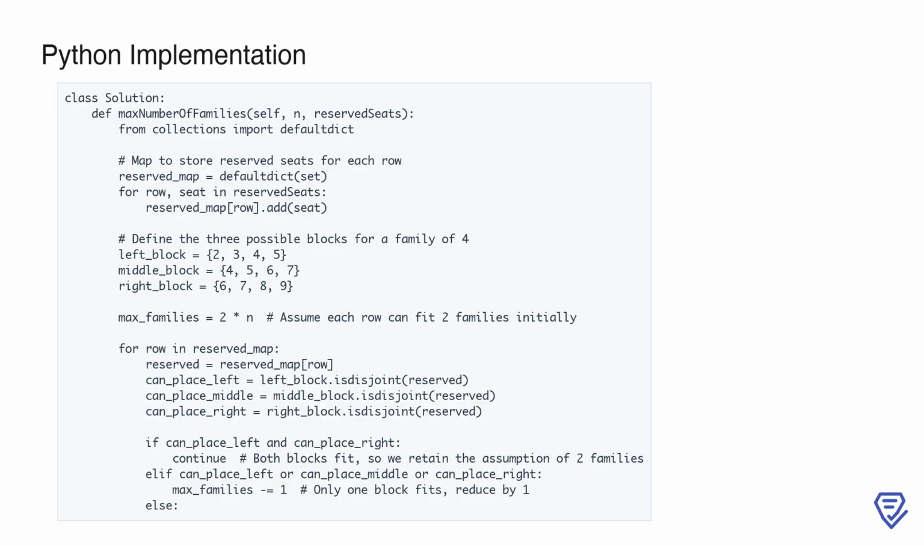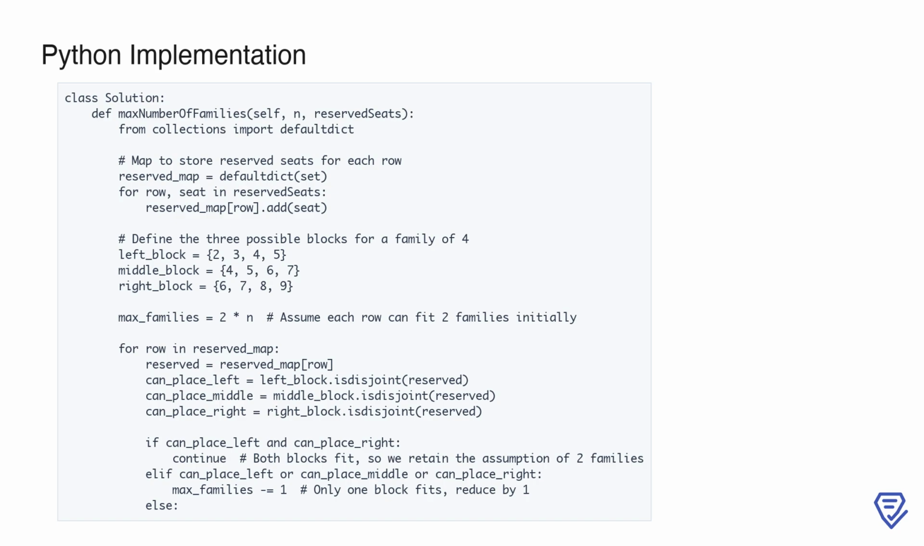This function takes 2 parameters, n, which represents the total number of rows in the cinema, and reserved seats, which is a list of reserved seat positions. To handle the reserved seats efficiently, we use a defaultdict from the collections module, mapping each row to a set of reserved seats. This helps us quickly check which seats in a row are unavailable.